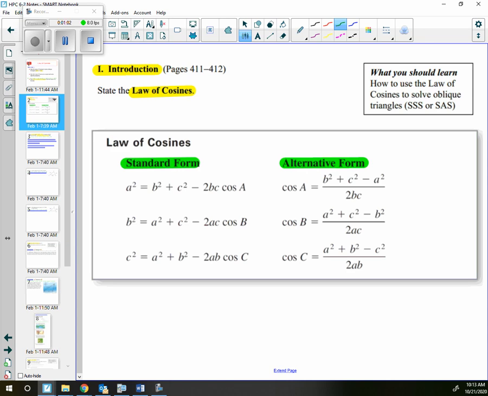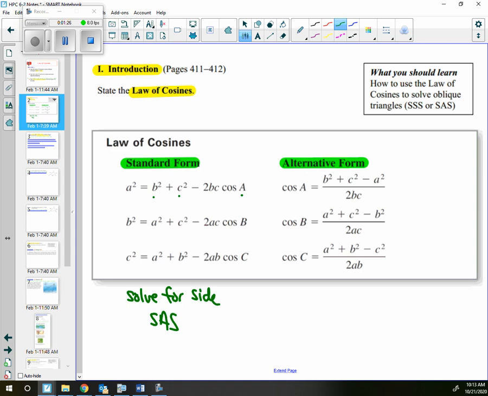If you are solving for a side, that's a great form to use because the side is by itself. So the reason we'd use the standard form is if we were trying to solve for a side of a triangle. If we knew two sides and the included angle, so side, angle, side, that's when we'd be using that standard form.